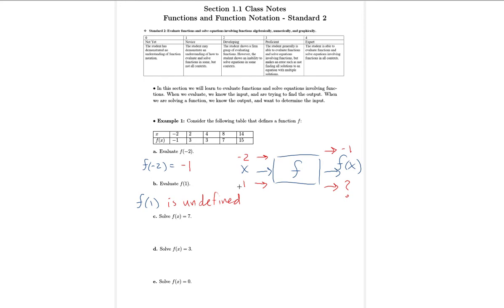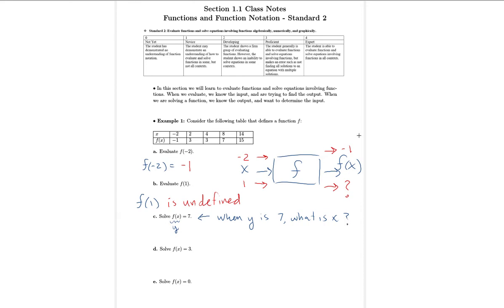All right, the other thing we want to do is be able to solve. So in this first one, it says solve f of x is equal to 7. Well, remember that f of x is the y value, right? So in other words, it's saying, okay, solve when the y value is equal to 7, what is x? And we'll even write that out. When y, or the output, is 7, what is x?